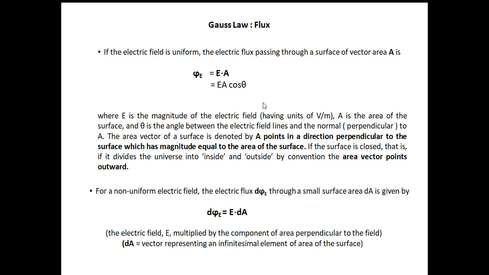Then if your electric field is non-uniform, the electric flux is d phi E, a differential flux through a small surface area dA, and it is given by d phi E equal to E dot dA. Again, E is the electric field, multiplied by the component of area perpendicular to the field, and dA is the vector representing an infinitesimal element of area surface.